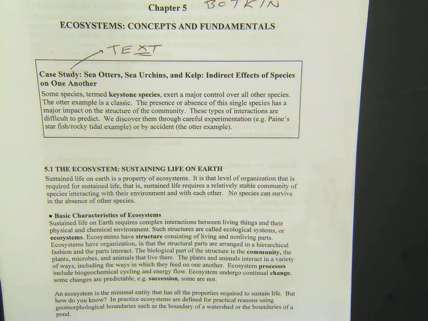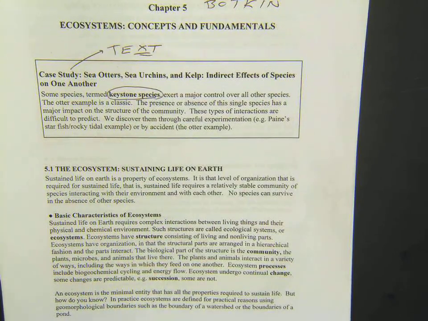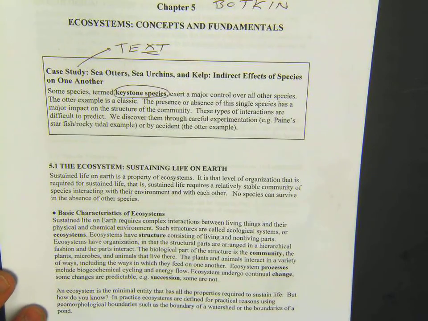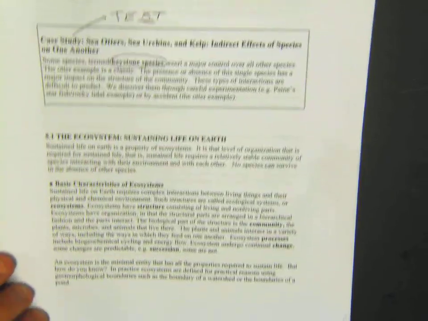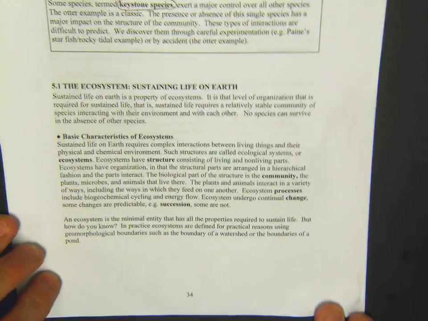We'll discuss this a little bit next week, but you can see one key term here is a keystone species. We'll see some examples of these, but they're like the boss, if you will, of a particular ecosystem. They basically exert major control over really all the other species. The otter example is a classic. You can see this single species, whether it's there or not, has a big impact on the structure of the community. We'll define some of these terms below. The interactions are sometimes difficult to predict, but hey, we'll go through. So keystone species, kind of like the big cheese, if you will, of a particular ecosystem.